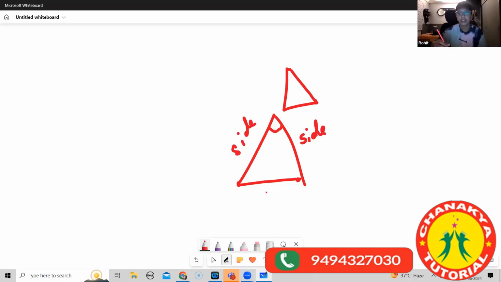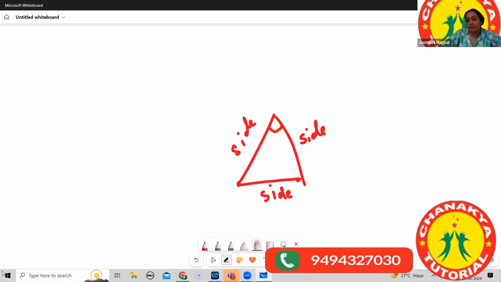These are the sides. Where is the vertex? Ma'am, vertex of the triangle means the center, right? Ma'am, a vertex is something where two lines meet at an angle. Yeah, right. Like this is a vertex.